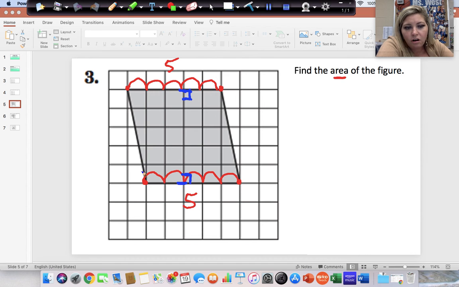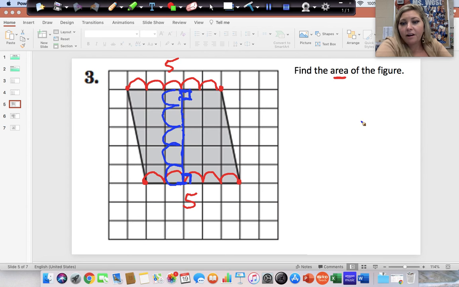These are all slanted. The ones on the very ends are slanted. So we want to count this one straight up the middle. So this will be our height. So 1, 2, 3, 4, and 5. So our height is also 5.